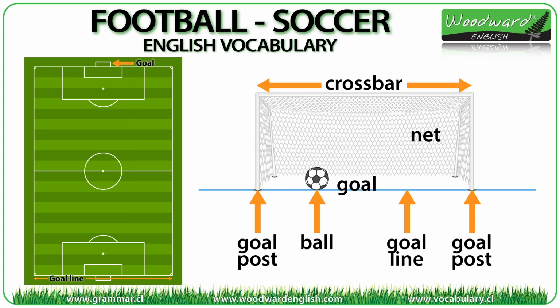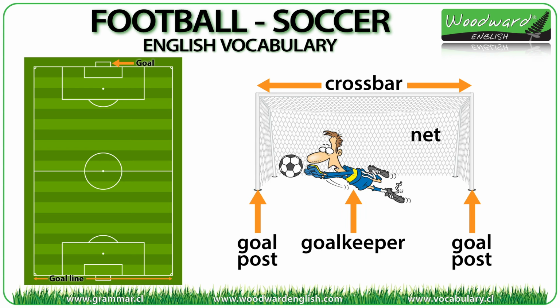None of the players can use their hands or arms to touch the ball, except for one goalkeeper in each team. The main job of the goalkeeper is to stop the ball from entering the goal. The goalkeeper can only use his or her hands inside the penalty area, also known as the penalty box. Let's look at other parts of the football pitch or soccer field.